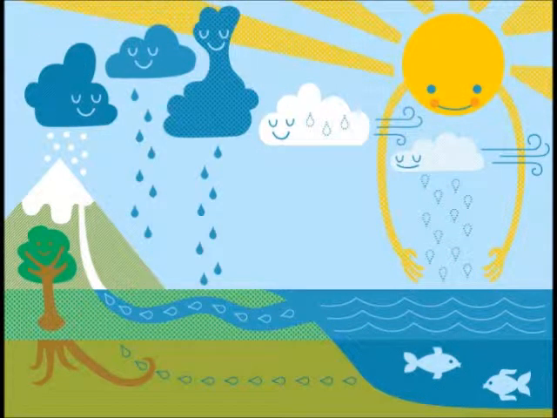So when water transforms from liquid to gas and rises up into the atmosphere, that's evaporation, a process made possible by energy from the sun, also known as solar radiation. And when this water vapor in the sky reforms into liquid water droplets, that's condensation. And when this water falls back down to the earth as rain, snow, hail, or sleet, that's precipitation.